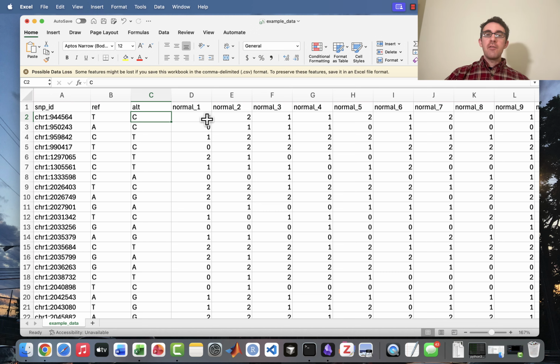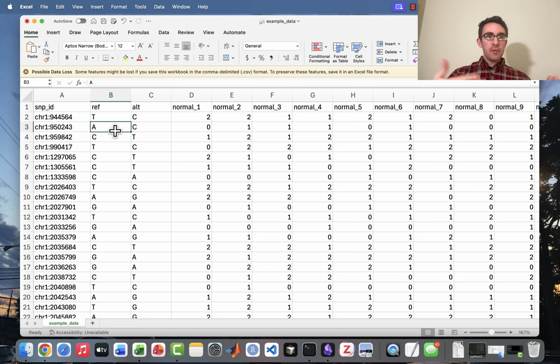If they have a 0 here, that means they had 0 copies of the alternate allele, meaning that both of their chromosome copies had the reference allele in this position. If they have a 1, that means they had 1 copy of the alternate allele, which means the other copy must be the reference allele.